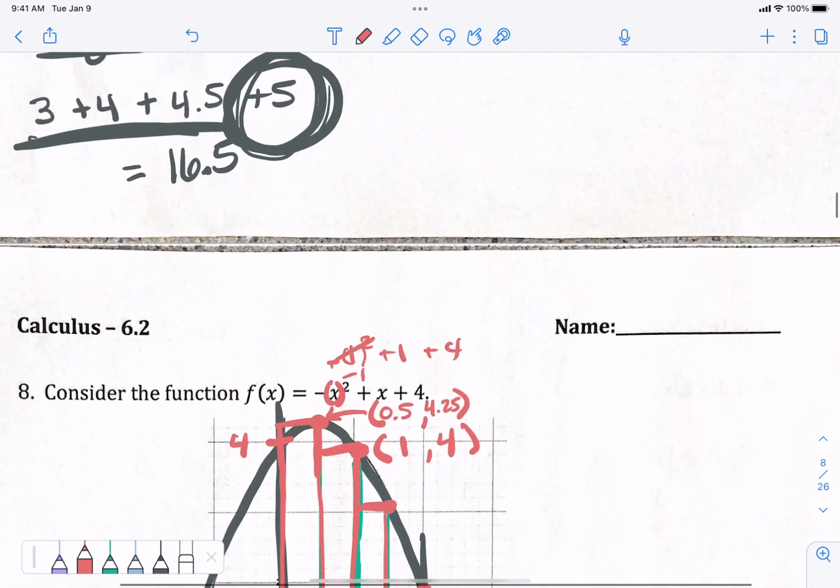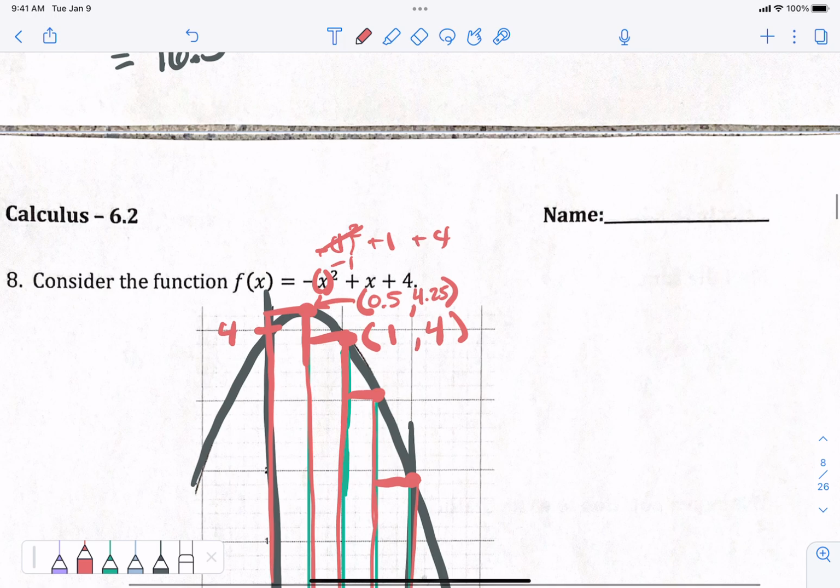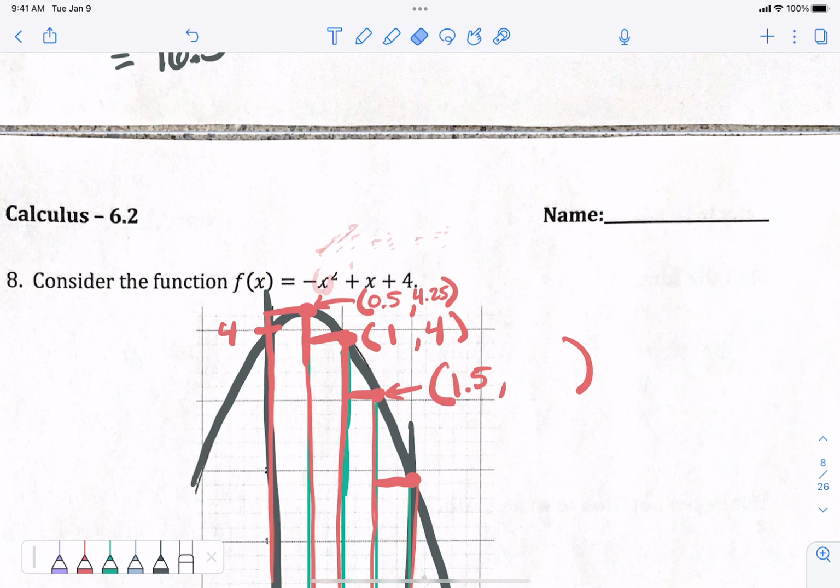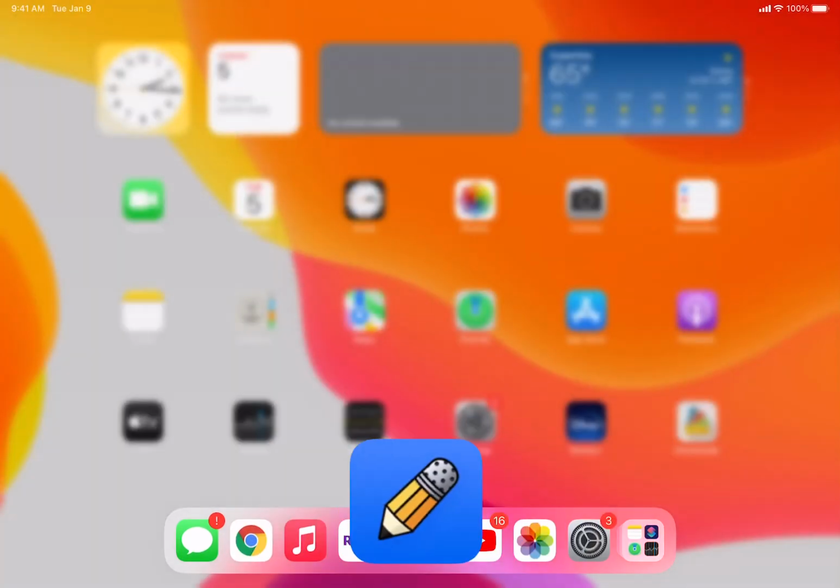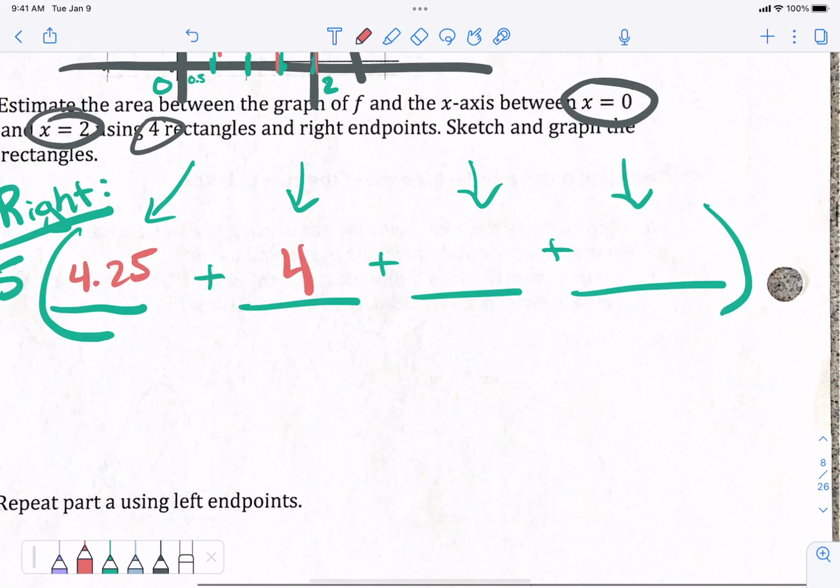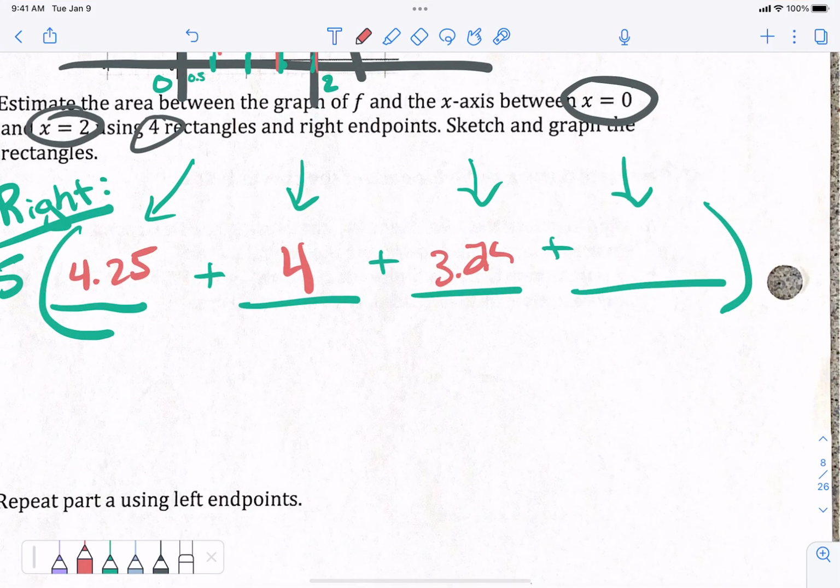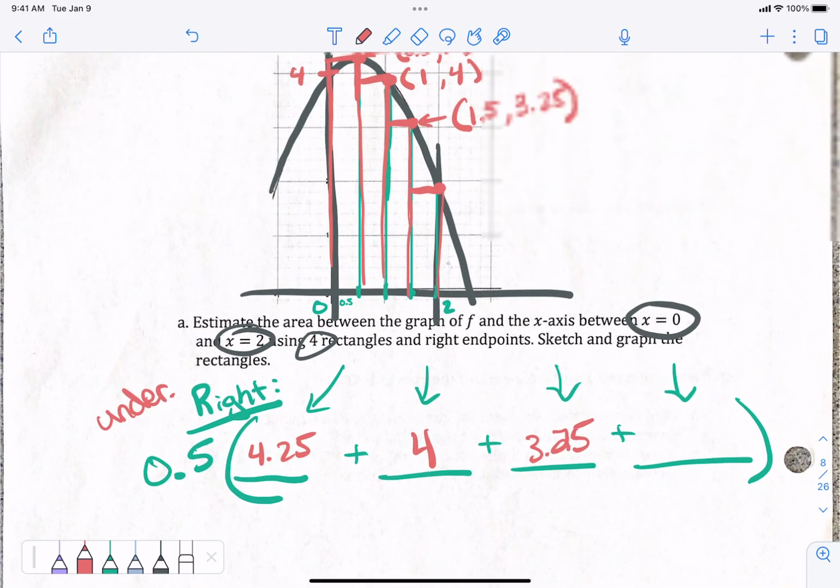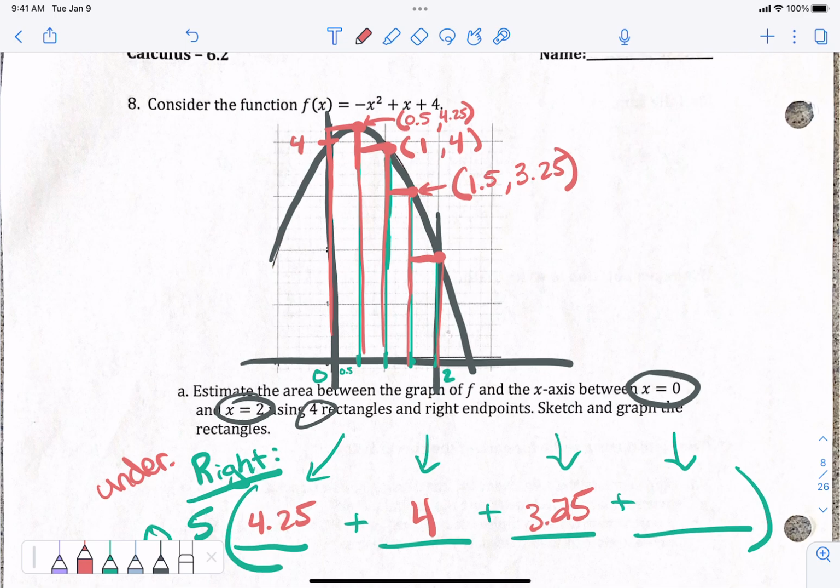The third one, what's the x coordinate? 1.5. We're going to plug 1.5 in and see what we get. Slightly above 3 maybe? Or maybe it's 3 exactly. I don't know. 3.25. Okay, 3.25, that's his height. And the last one? Are you sure? I don't think it's 2. I think it's lower than 2.